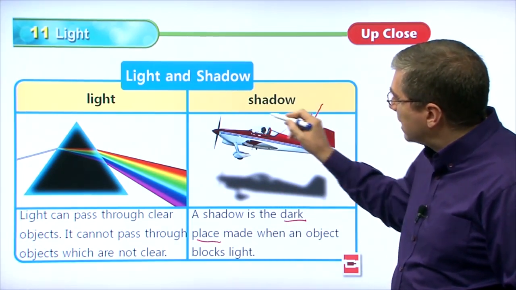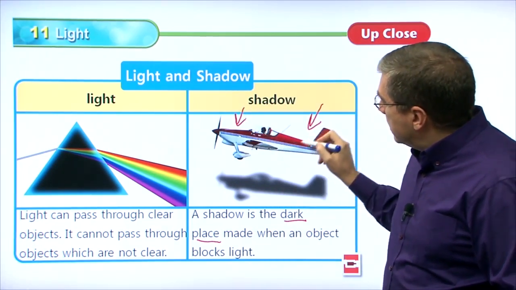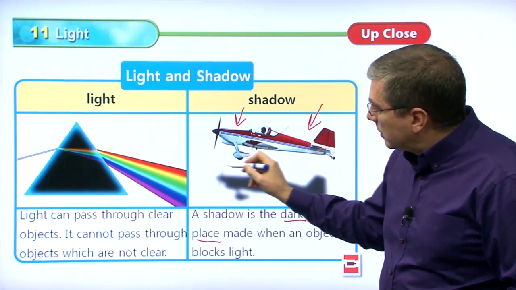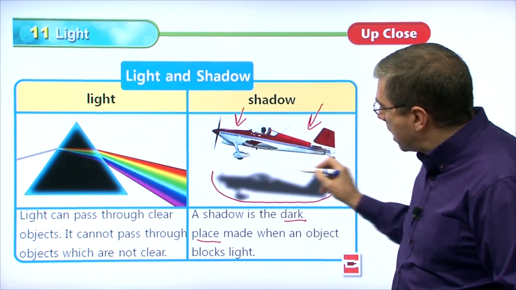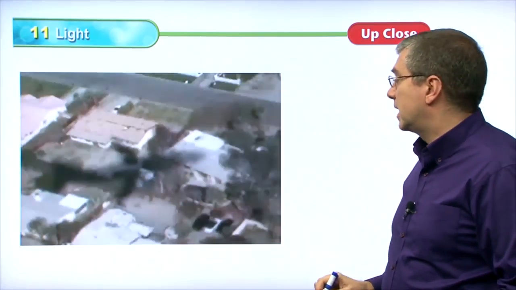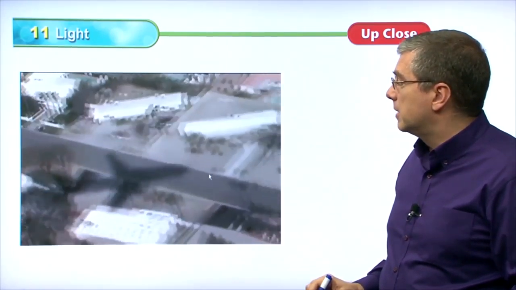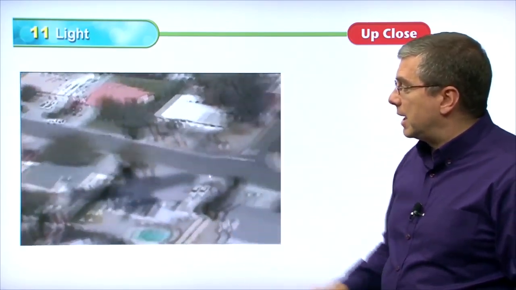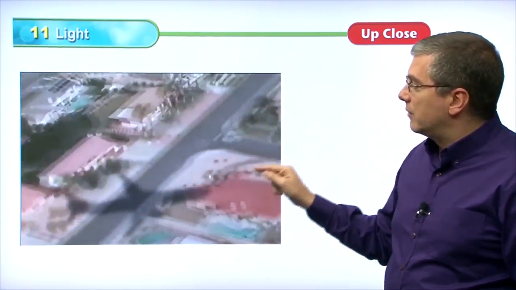So light is coming down. This object is blocking the light, so we see the dark place on the ground, right, where light cannot pass through. Let's take a look at a picture here, a video. We can see that's not the airplane, right? That is the shadow of the airplane.